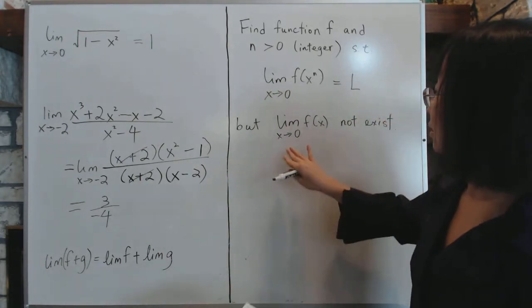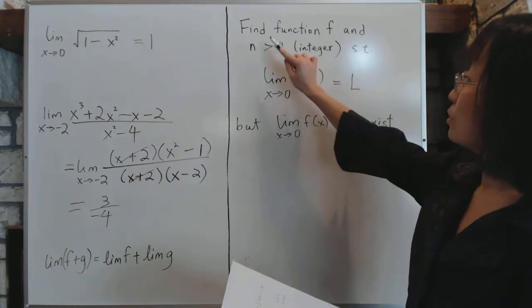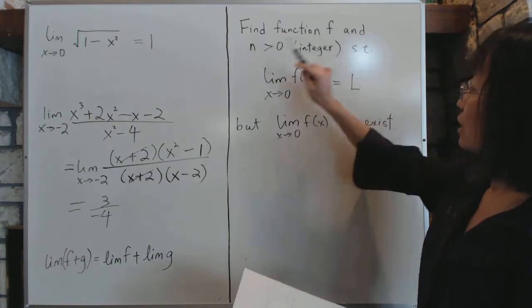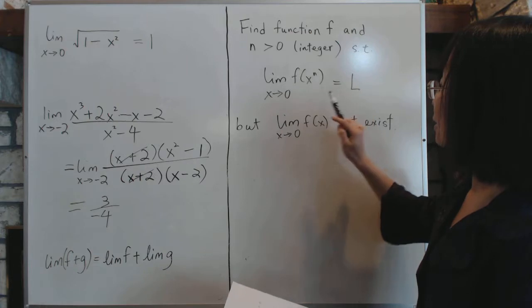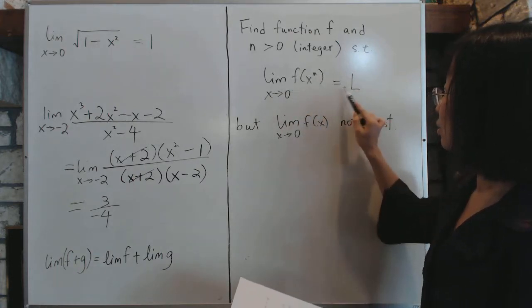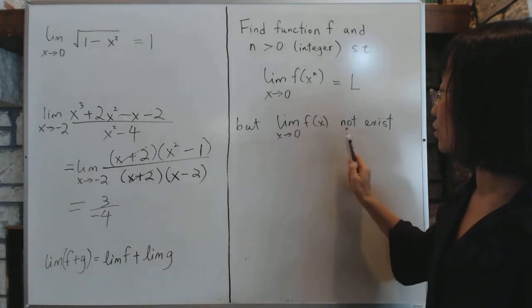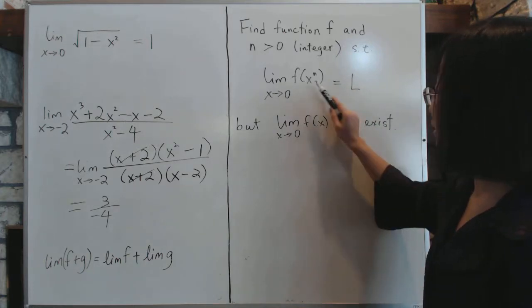Now, let's look at a harder question here. You are supposed to come up with a function. You're not given one. Come up with a function and a certain integer n that's bigger than 0, such that the limit of the function of x to the power n is going to be something. However, the limit of the function itself does not exist. Now, if this doesn't exist, why would that exist?